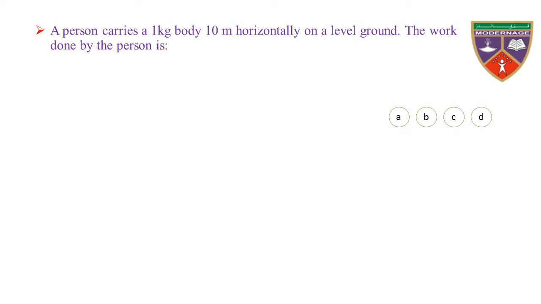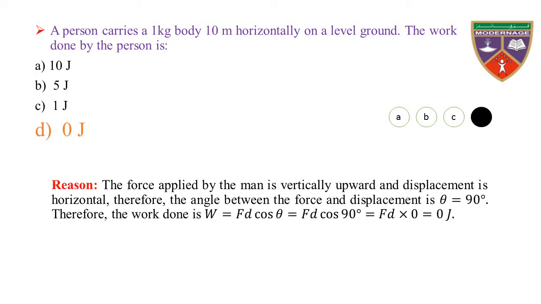A person carries 1 kg body 10 meter horizontally on a level ground. The work done by the person is option A 10 joules, option B 5 joules, option C 1 joule, option D 0 joules. The key is 0 joules. Therefore, the correct option is D.